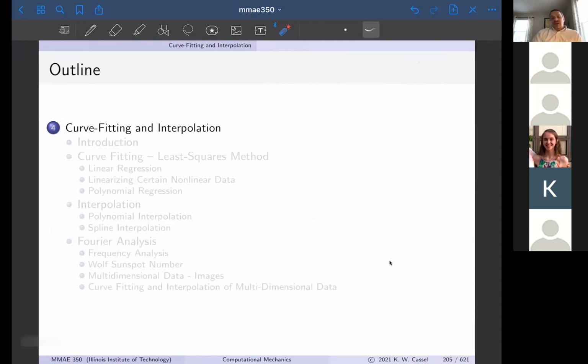All right, curve fitting and interpolation. We only have 5 minutes left of class, so I'm not going to start this. I'll just say a little bit about it, and then we'll see if you have any questions.